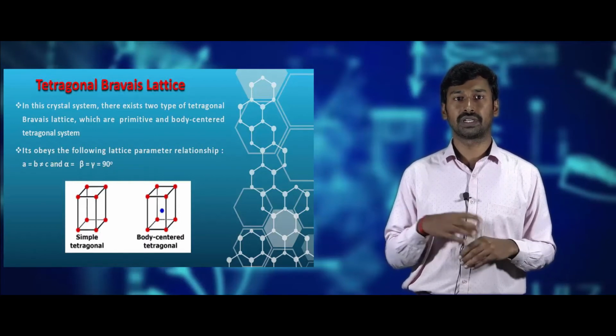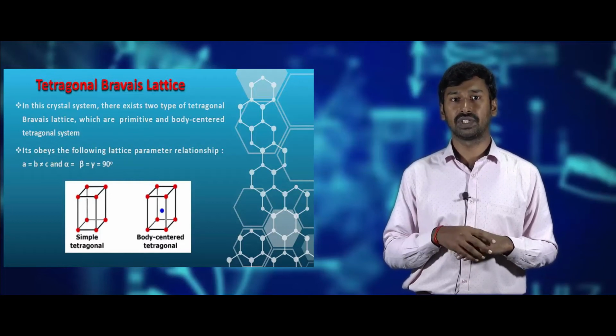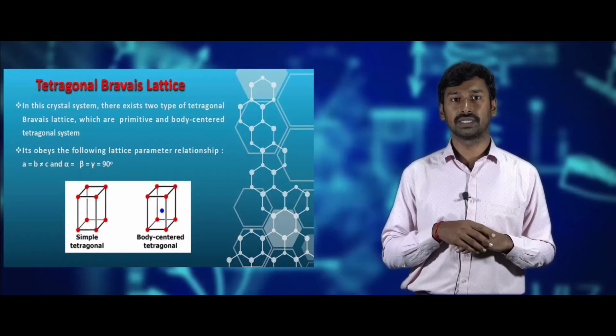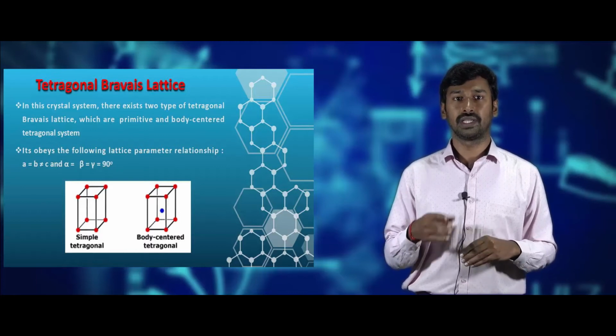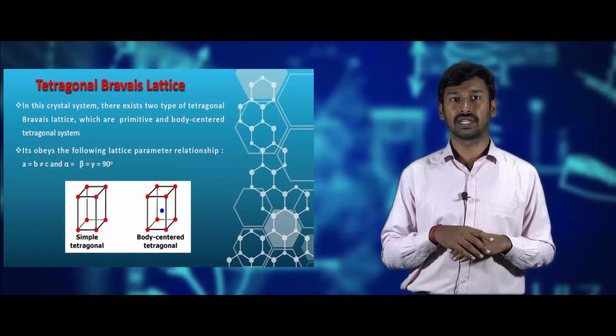The first one is a simple tetragonal or primitive cell, which contains atoms at the 8 corners of the unit cell. The second one is the body-centered tetragonal crystal system, in which the atoms are arranged at the 8 corners of the unit cell and at the center of the unit cell.